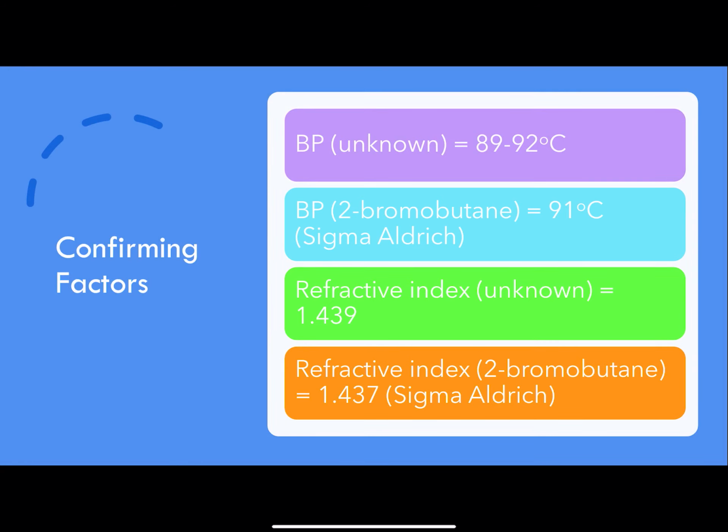Finally, the boiling point of the unknown was 89 to 92 degrees Celsius. The literature value is 91 degrees Celsius for 2-bromobutane. The refractive index of the unknown was 1.439. The refractive index of 2-bromobutane according to literature is 1.437.